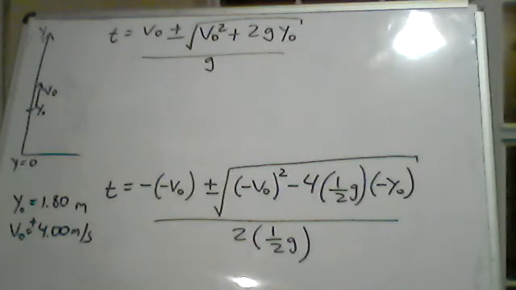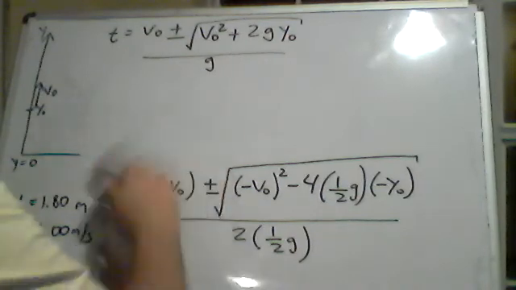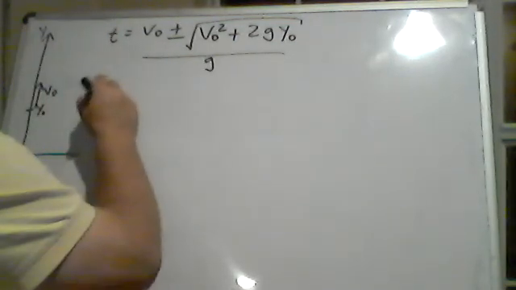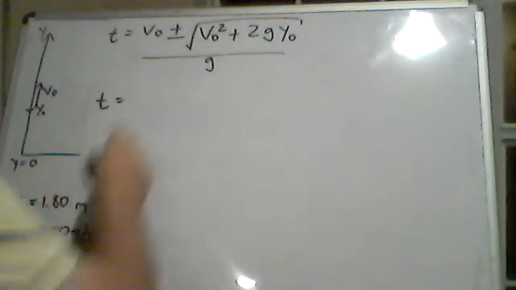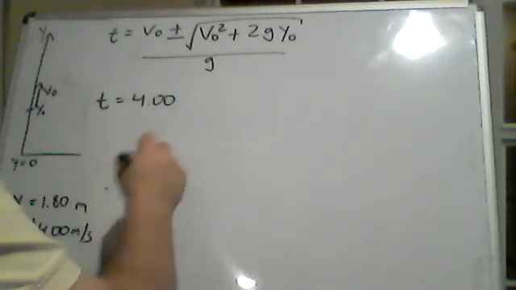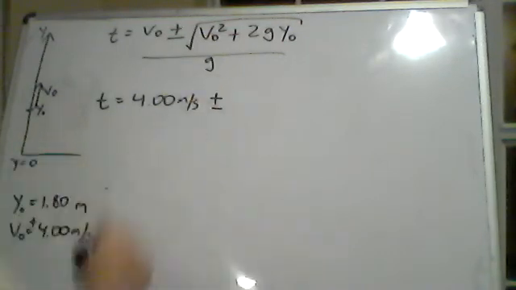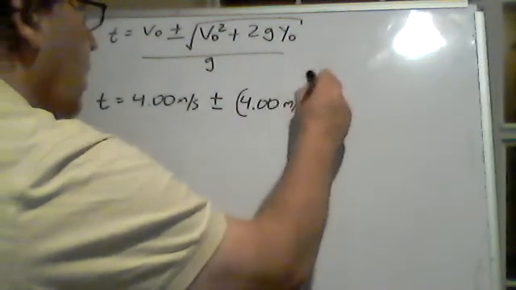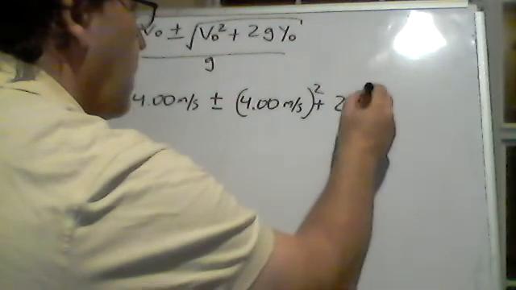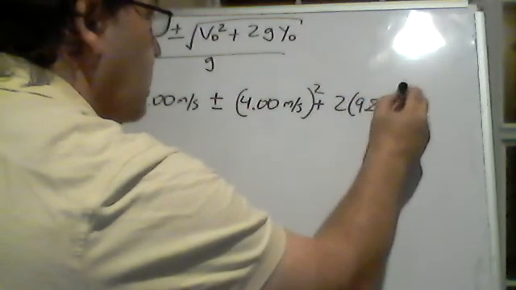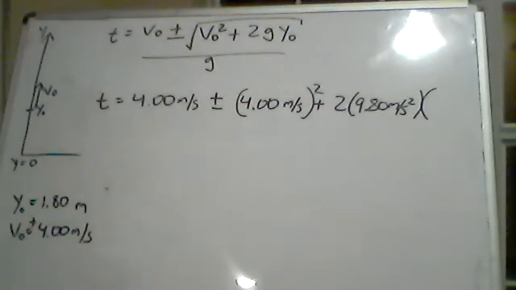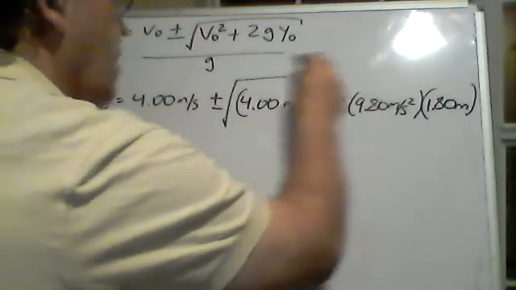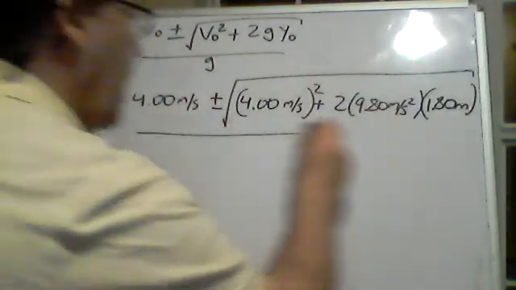Now, it's just a point of essentially plugging in variables. So I'm going to erase this stuff now. T is, okay, v naught we know is 4.00 meters per second, plus or minus the square root of 4.00 meters per second, quantity squared, plus 2 times 9.80 meters per second squared, times y naught, which is 1.80 meters. All of this is under the radical, and I'm dividing everything by g.